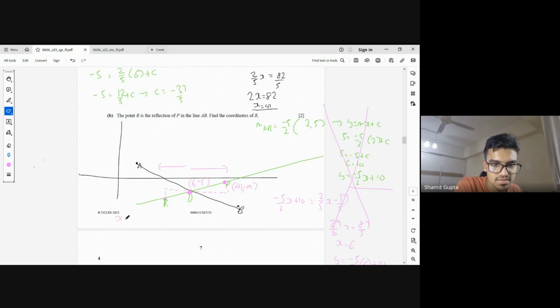So suppose R has coordinates X, Y. X plus 41 over 2 will be equal to 6. X will be equal to 12 minus 41, negative 29. D will be the midpoint of R and P, yeah? So for Y, it'll be Y minus 9 over 2 equals negative 5. So Y will be equal to negative 10 plus 9, negative 1. So R should have coordinates negative 29 and negative 1.